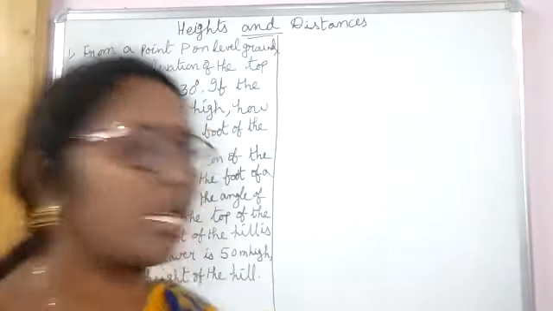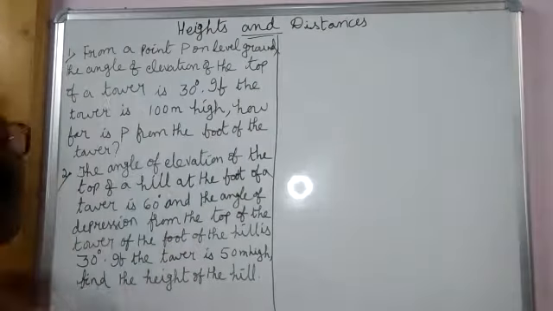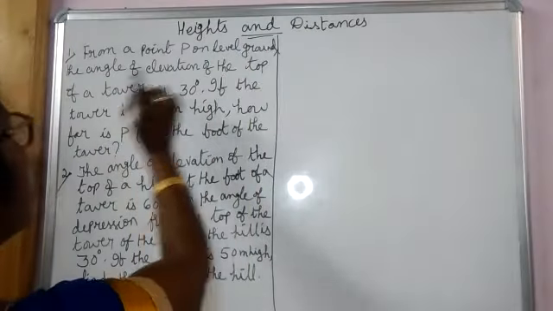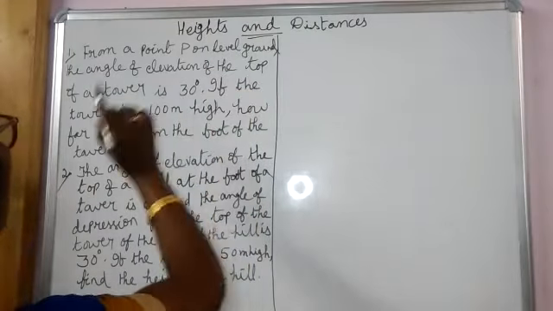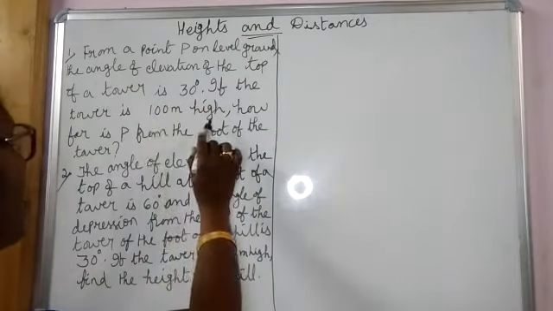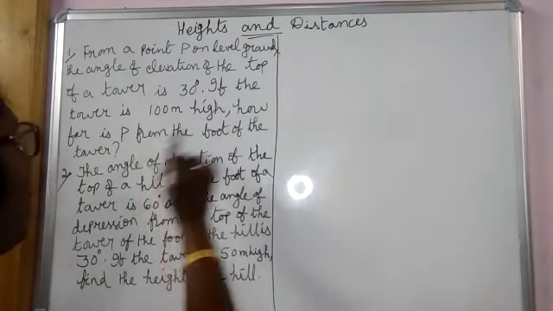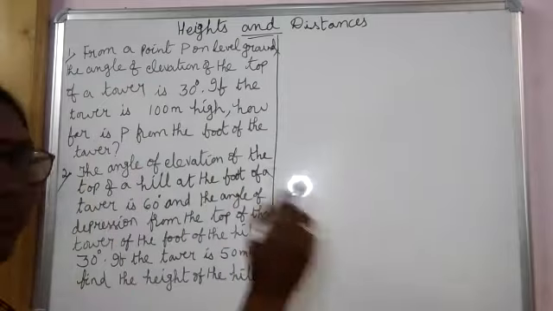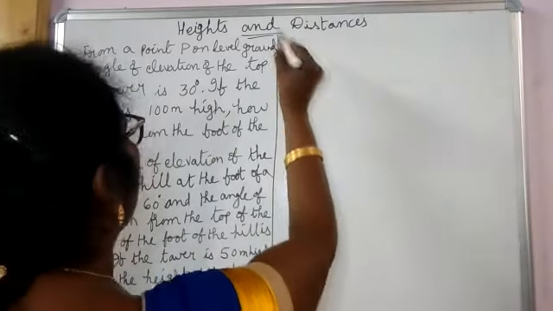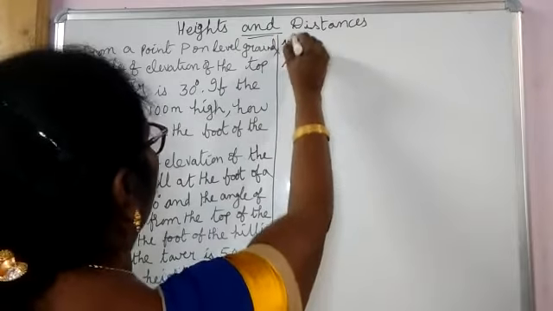Now let us start. Your question 1 is, from a point P on level ground, the angle of elevation of the top of a tower is 30 degrees. If the tower is 100 meters high, how far is P from the foot of the tower? Very simple question I gave you. Let me solve the question. Question 1, solution.